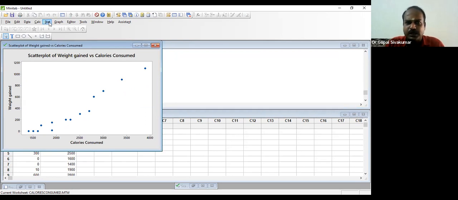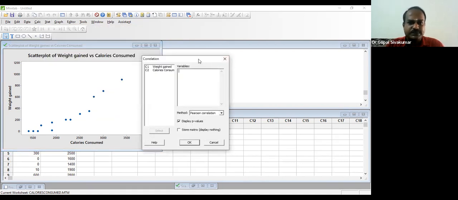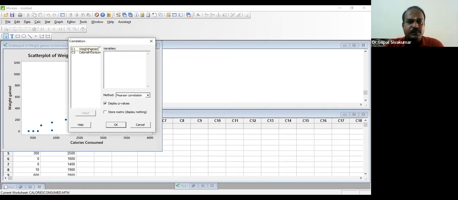Now let me do the correlation study. Go to Stat, go to Basic Stat, go to Correlation. See here, automatically it explains: measure the strength and direction of the linear relationship between two variables. Click this. And now Minitab is asking you, what are the variables? The variables are column 1, weight gain, column 2, calorie consumed. You select both. And now Pearson correlation coefficient.